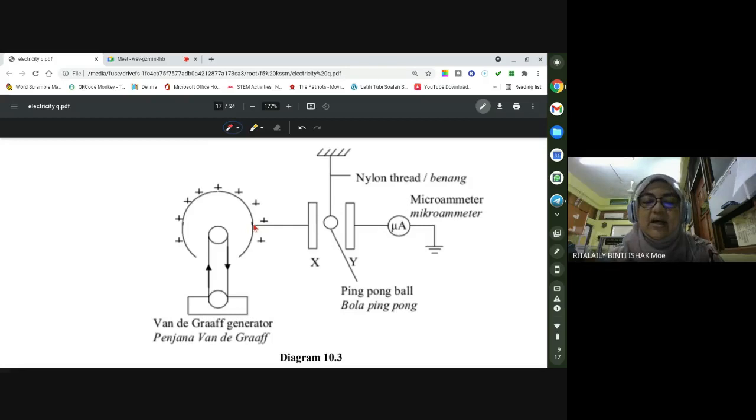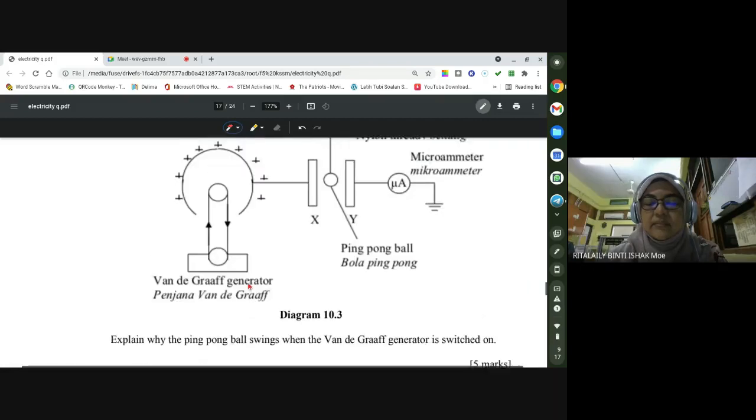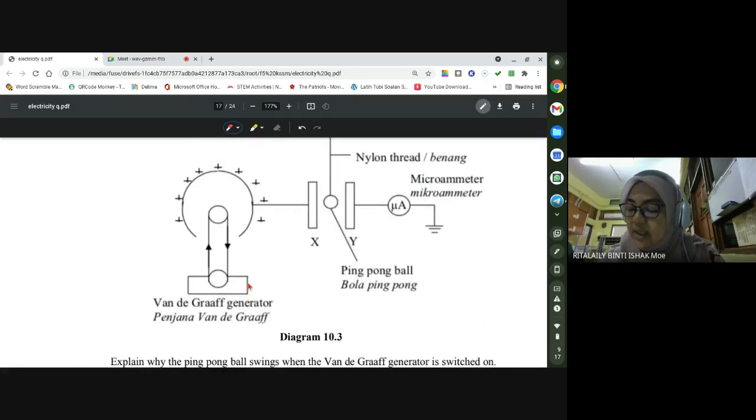And then for the next point, when the ping pong ball touches plate X. In order for the ping pong ball to oscillate, it needs to touch one plate. So the plate that it needs to touch is the X plate. So the second point is when the ping pong ball touches the X plate, it will be positively charged.